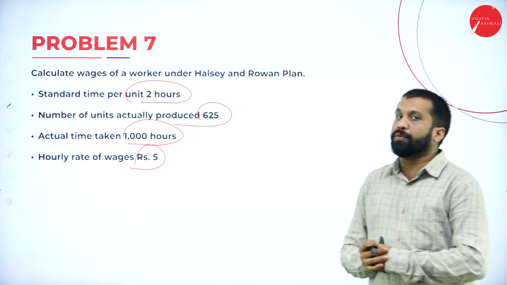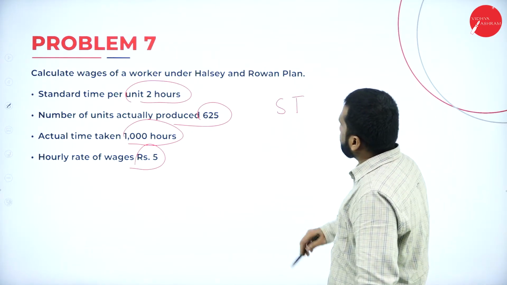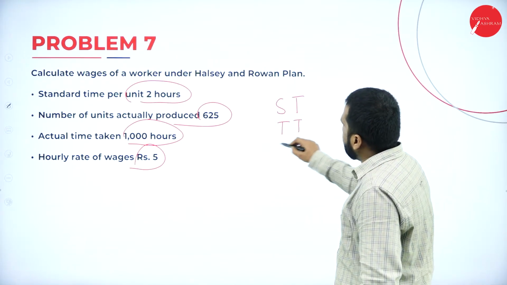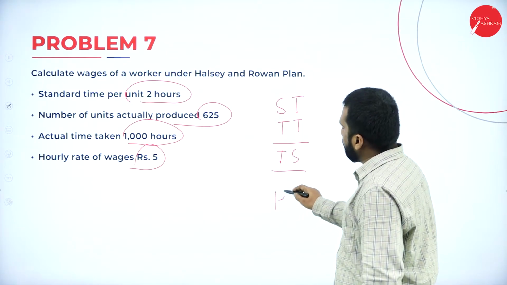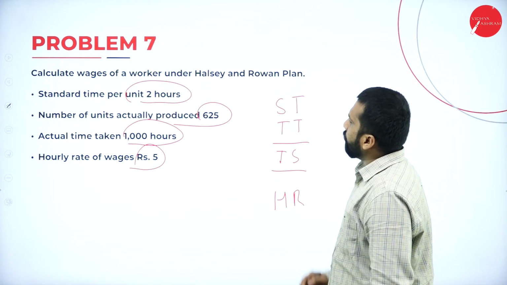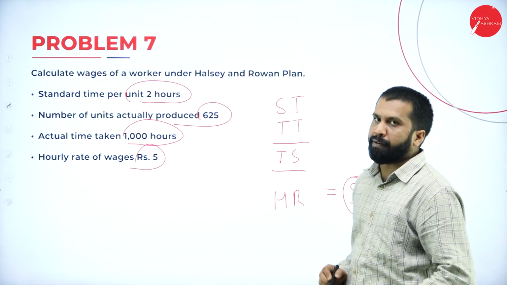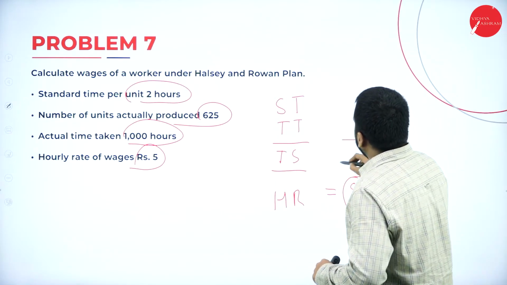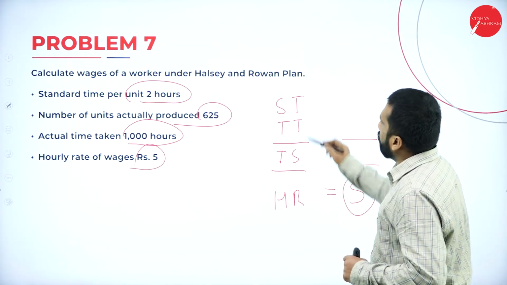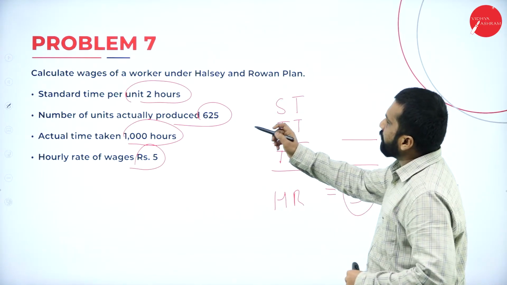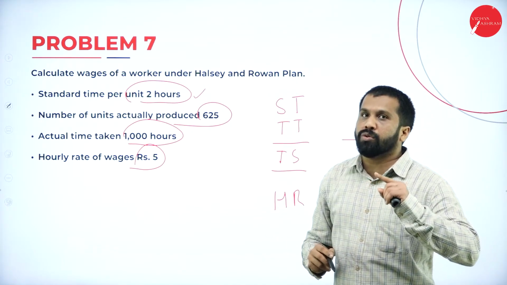What are the information we need? We need your standard time and time taken, you will get time saved. Finally, you need hourly rate. What is the hourly rate? Hourly rate is directly given. It is 5. So standard time minus time taken, you will get time saved. Now, what is the standard time? Standard time per unit is 2 hours.